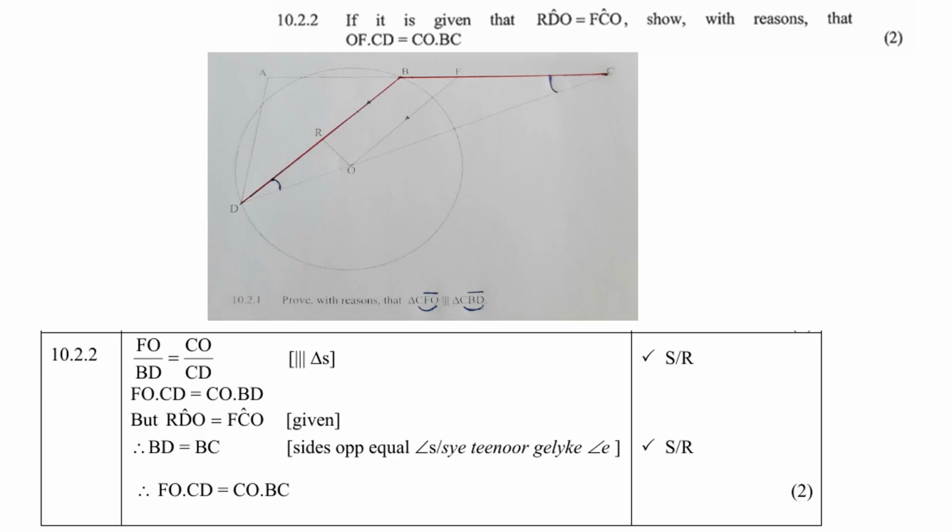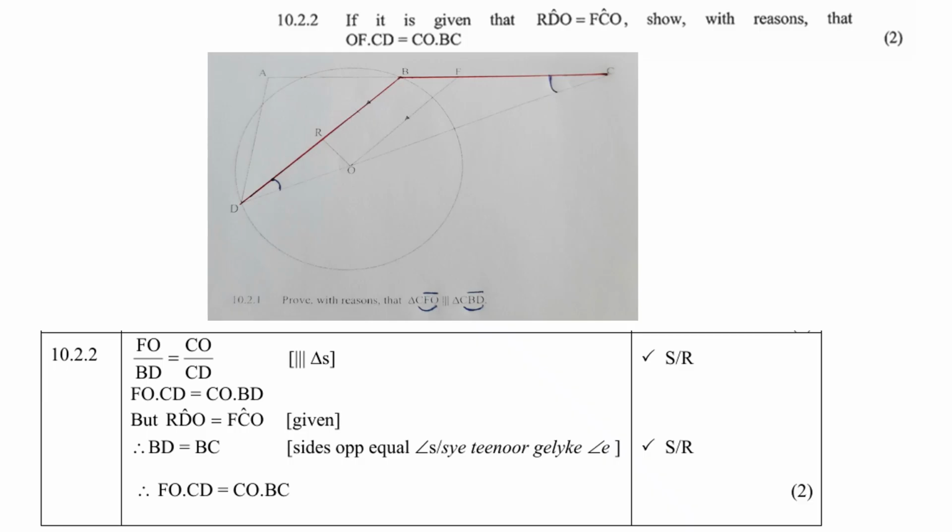Now, if you look at the bottom of that picture where it is written triangle CFO similar to triangle CBD, I've got two straight lines on top of FO and BD. And then I've got the little arc for connecting CO and CD.